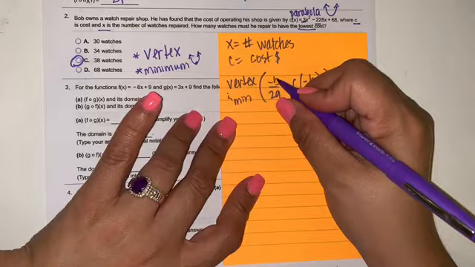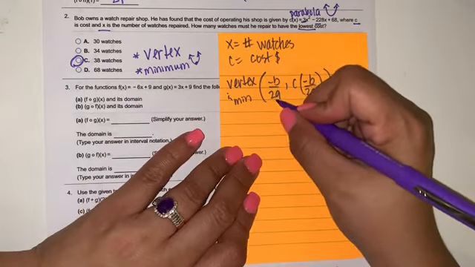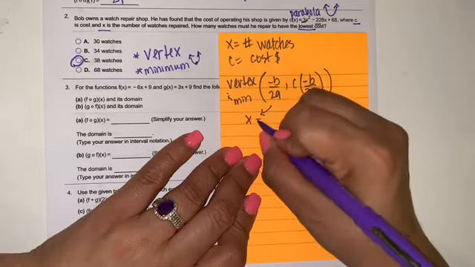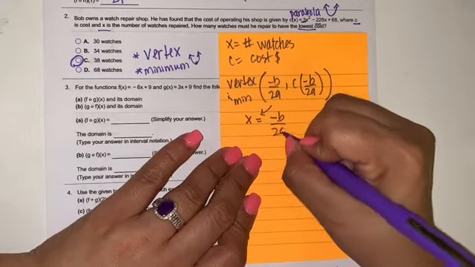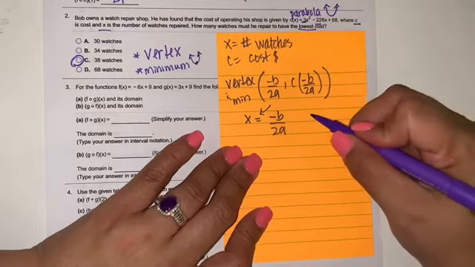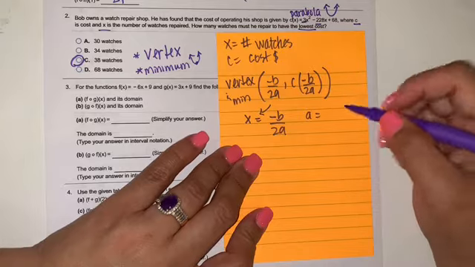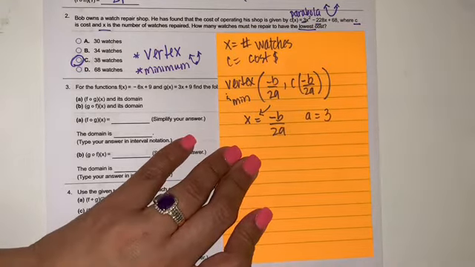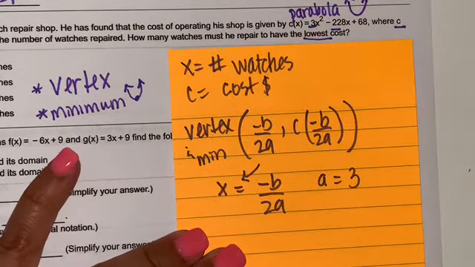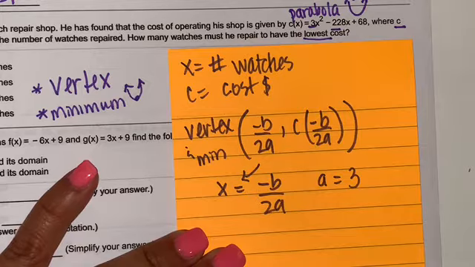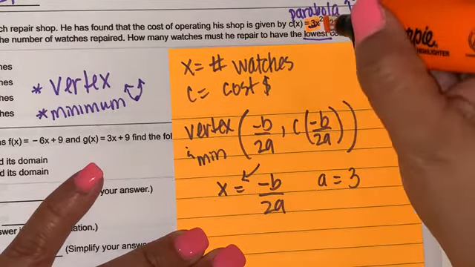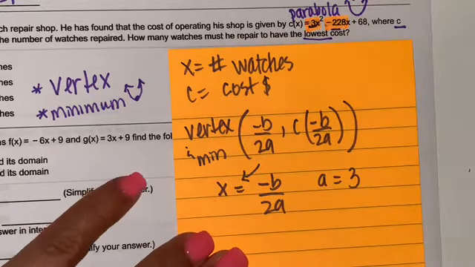The first thing we need to do is find this negative b over 2a. So this is actually the x variable. Negative b over 2a. It's the coefficient. I know that a equals 3. Zoom in so you can see that. This right here is a. And negative 228 is going to be b.